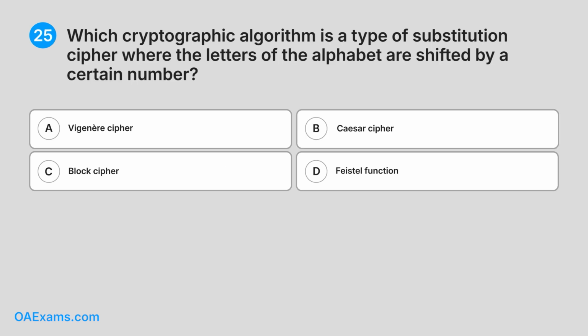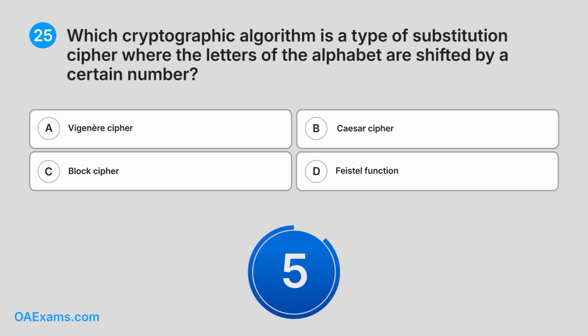25. Which cryptographic algorithm is a type of substitution cipher where the letters of the alphabet are shifted by a certain number? A. Wegener cipher. B. Caesar cipher. C. Block cipher. D. Feistel function. What do you think is the answer?